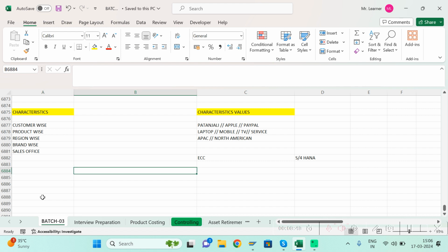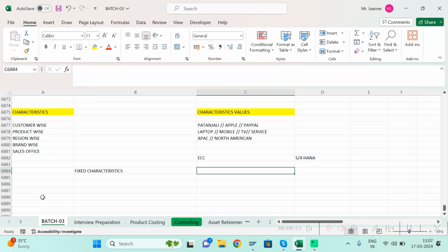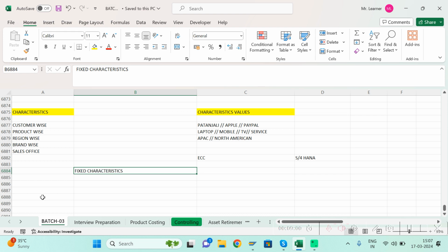One is known as fixed characteristics. Fixed characteristics are given by SAP, and they are not required to be assigned to the operating concern. They are automatically assigned to the operating concern. By default, they will be assigned to the operating concern, and they are given by SAP.